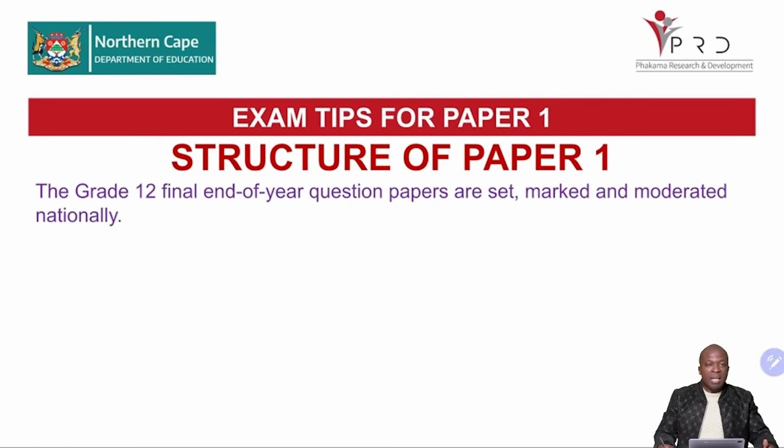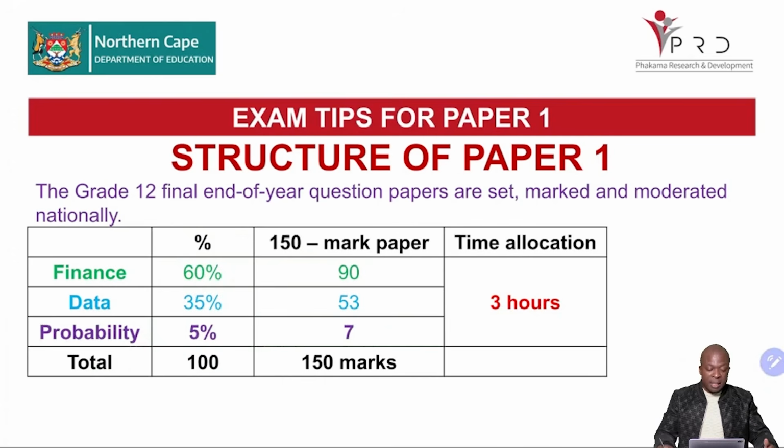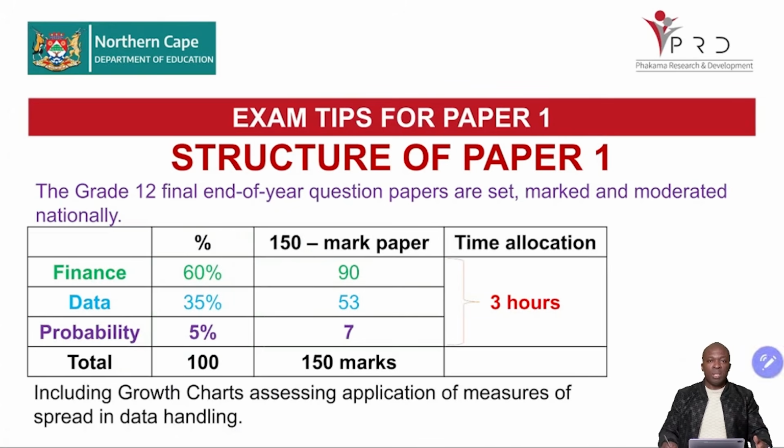By now you know that our grade 12 question paper is structured as paper 1, having finance, data handling, as well as probability. So how do we get the marks? For finance, it's going to count about 90 marks, data handling about 53 marks, and then probability 7 marks. All in all, it has to be written in a period of 3 hours. So it means that you have to really try and manage your time very well.